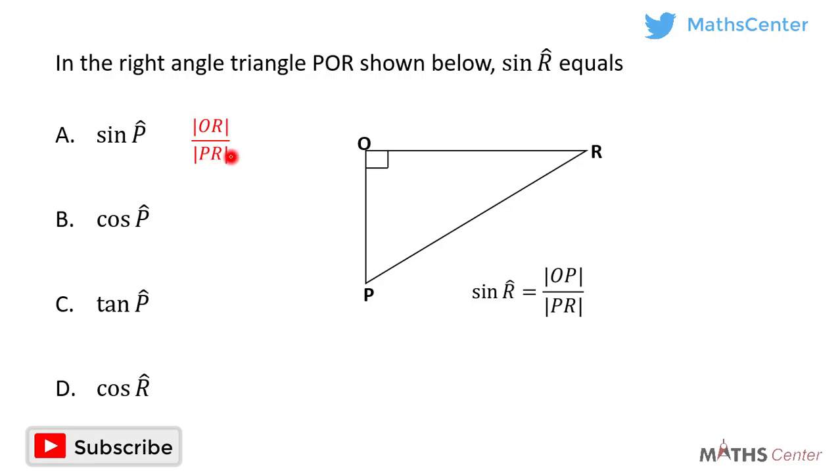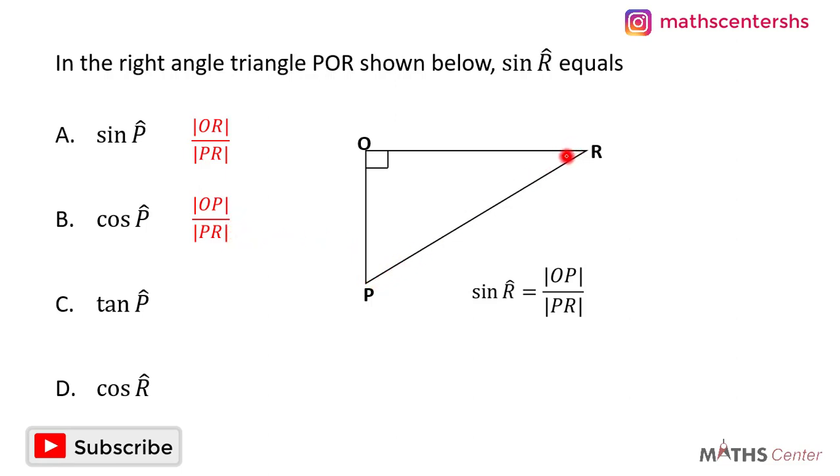Let's consider cos P. If we consider the angle P, OP is adjacent. PR is the hypotenuse. We know that cos is adjacent divided by hypotenuse. So cos P will be equal to the adjacent side, which is OP, divided by the hypotenuse, which is PR.